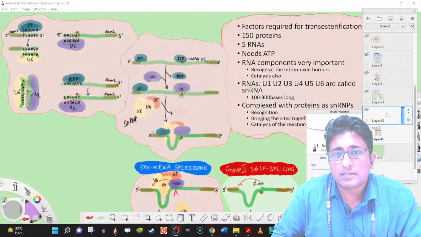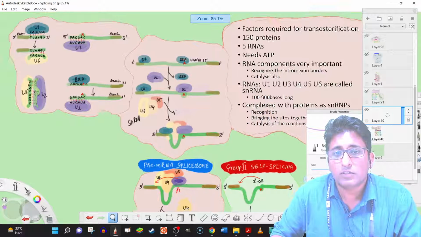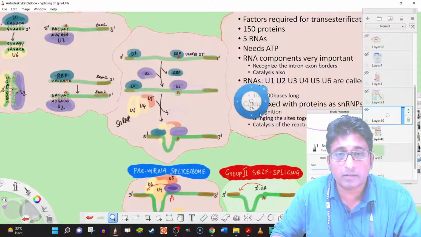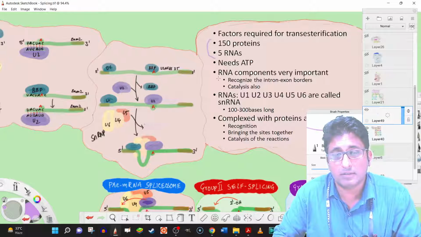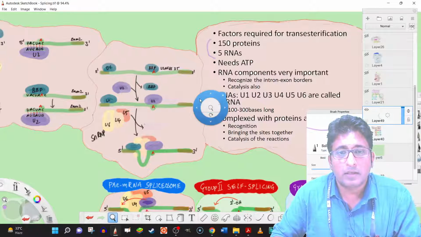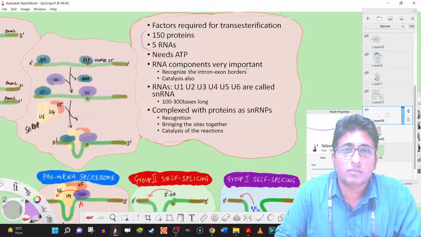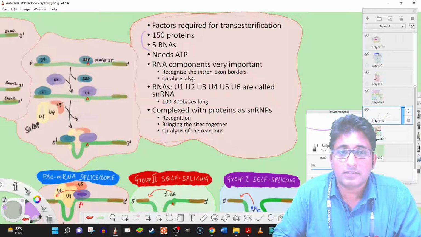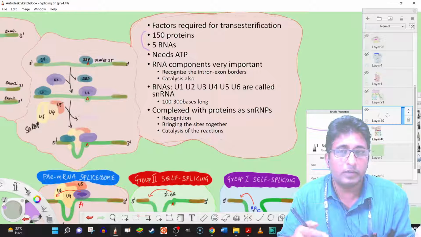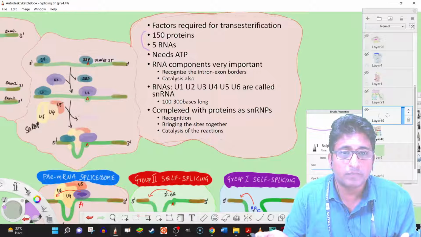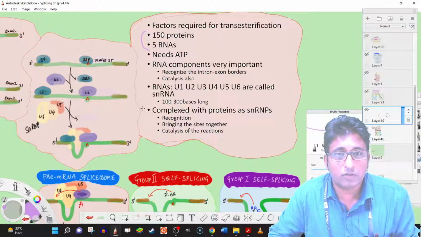There are several factors that are required for the transesterification reactions to happen. Several proteins as well as several RNAs are involved, and it requires energy for the splicing reaction to take place. The RNA components have a special function to recognize the intron-exon borders and also in the catalysis. By using base pairing, they are able to recognize the 5' splice site as well as the 3' splice site, and also some of the interactions with the branch site. That is where the catalysis happens, which we will look at in a short while.